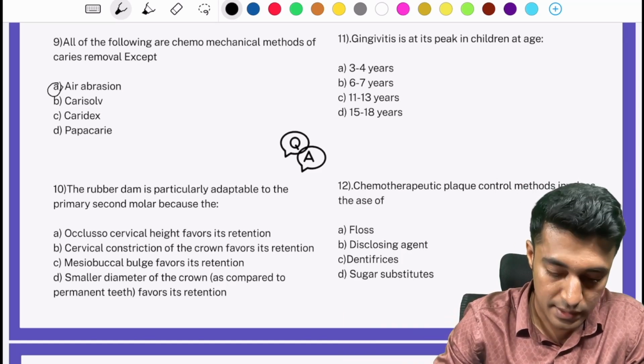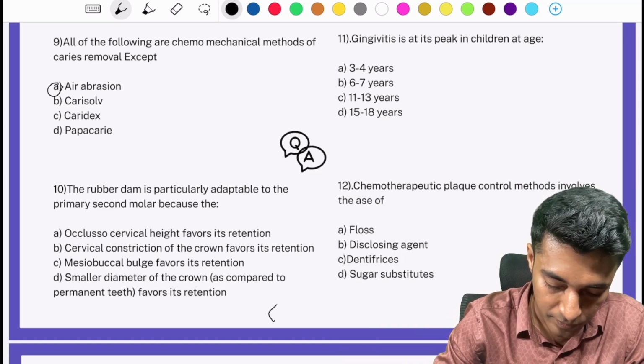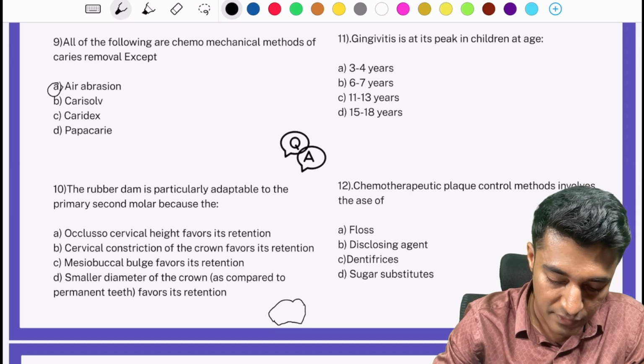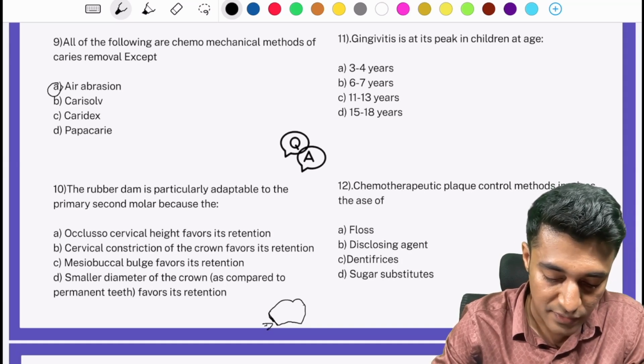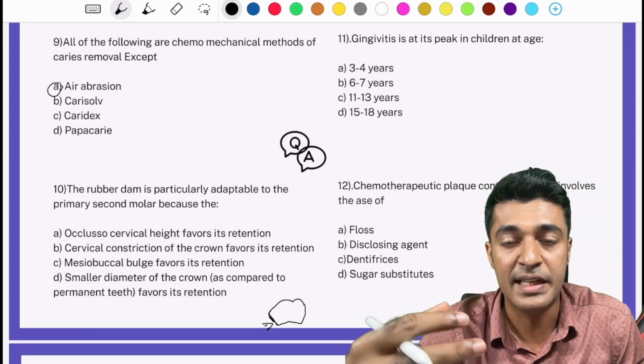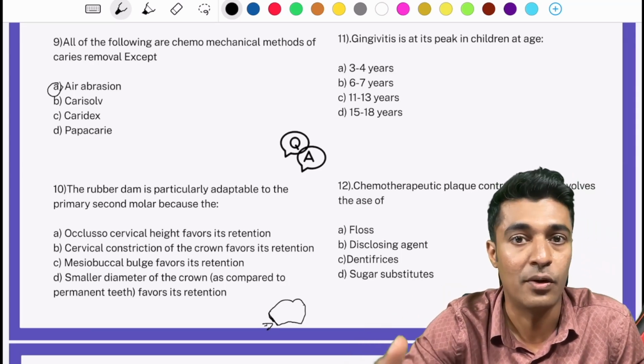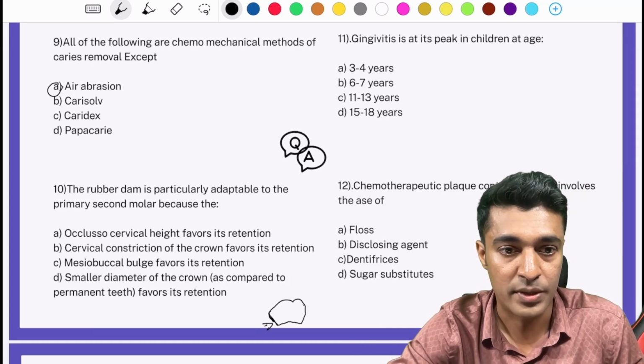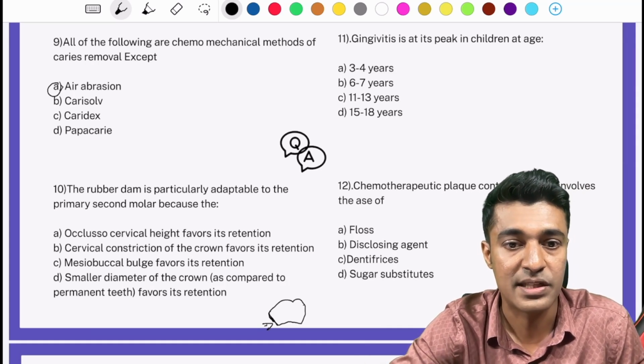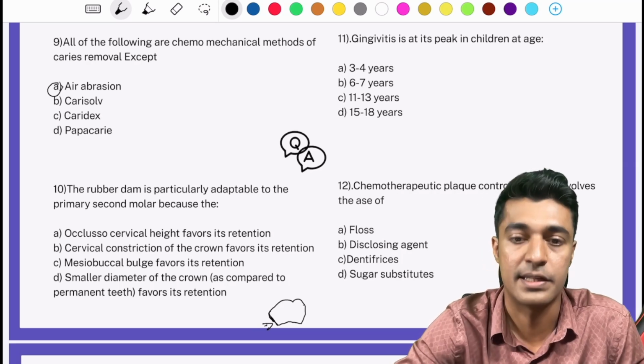So if you look at this diagram, this is the cervical constriction that is seen for the molars. Because of this cervical constriction, the clamps are easily able to engage them and they will not get dislodged. So the answer for this is the cervical constriction of the crown favors its retention.